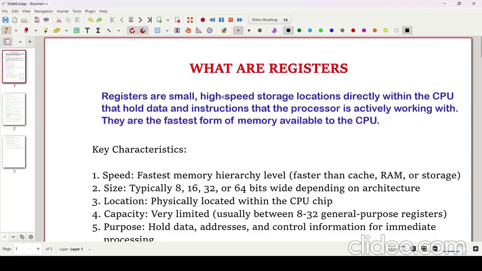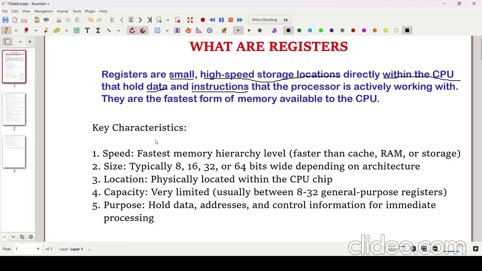These are small high-speed storage locations directly present within the CPU that hold the data and the instructions that the processor is actively working with. And these are the fastest form of memory available to the CPU. So the key point about registers is that they are small high-speed storage locations present directly within the CPU, and they are used to store your data and the instructions given to the CPU. These are the key characteristics of registers.